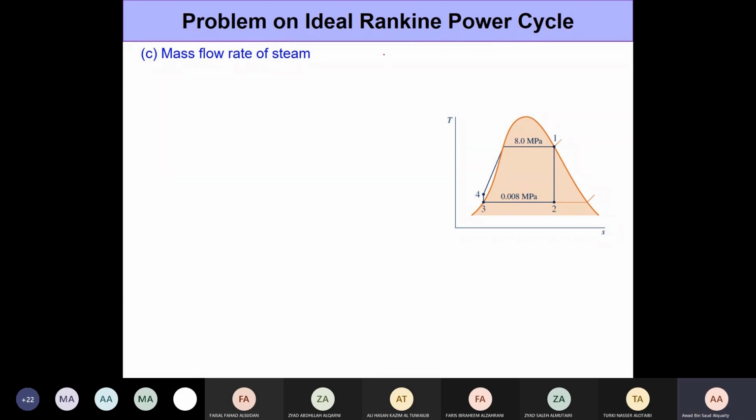Any other suggestions? The net work output is given to us, right? What we have calculated till now are turbine work output per unit mass and pump work input per unit mass. It's not very complicated.